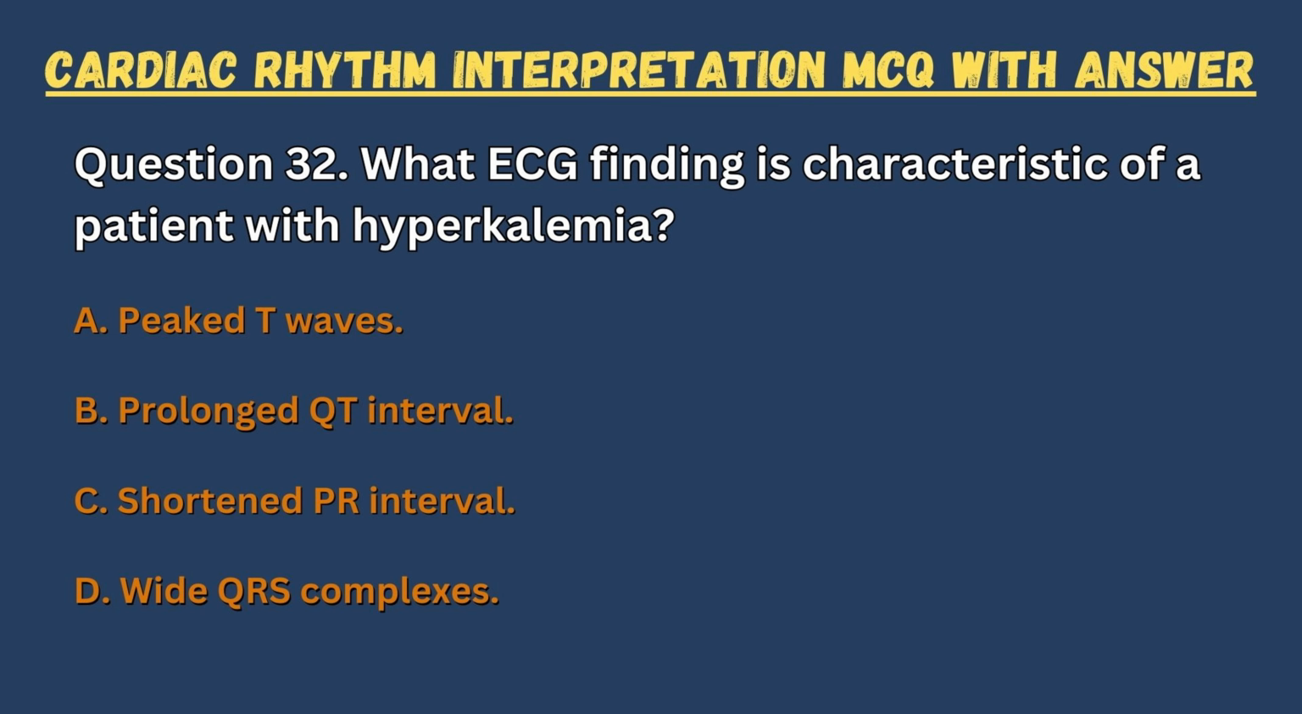Question 32. What ECG finding is characteristic of a patient with hyperkalemia? A. Peaked T waves. B. Prolonged QT interval. C. Shortened PR interval. D. Wide QRS complexes.